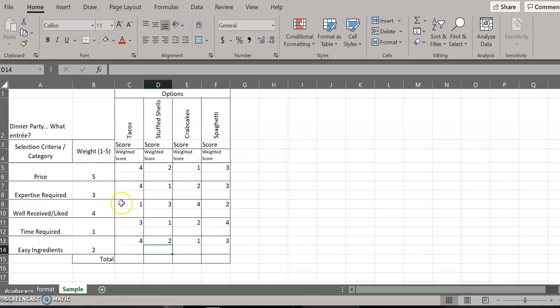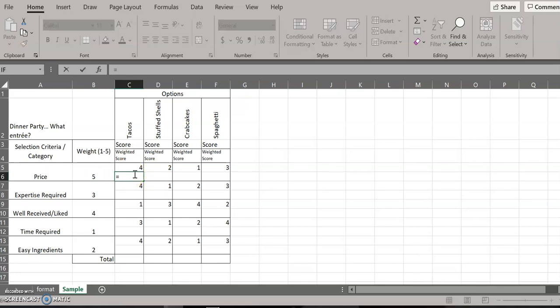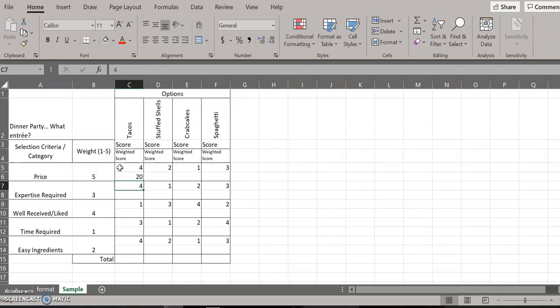We have all of our weights. We need to do the weighted scores next. So what we're going to have to do is multiply this column by this cell and put the answer here for each one. So I'm going to go equals. I'm going to multiply this one times that one, and I'm going to put that there.